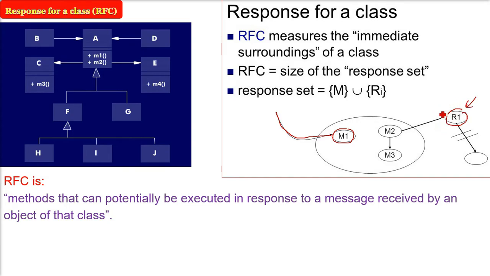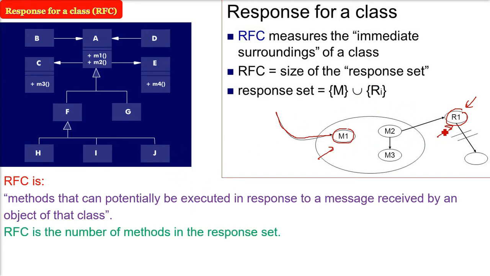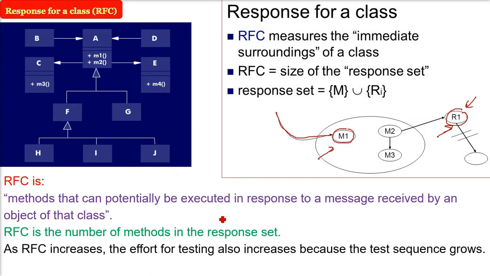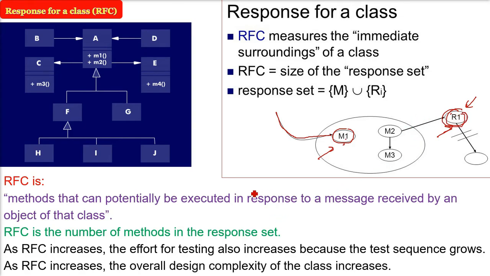So we take the size of the response set, the union of what is getting the message and what is invoked. So RFC is the number of methods in this response set. As RFC increases, the effort of testing also increases because the test sequence will grow, since some input is coming here and another method is getting invoked or called. As RFC increases, the overall design complexity of the class is bound to increase, like R1, R4, R3 also get invoked.